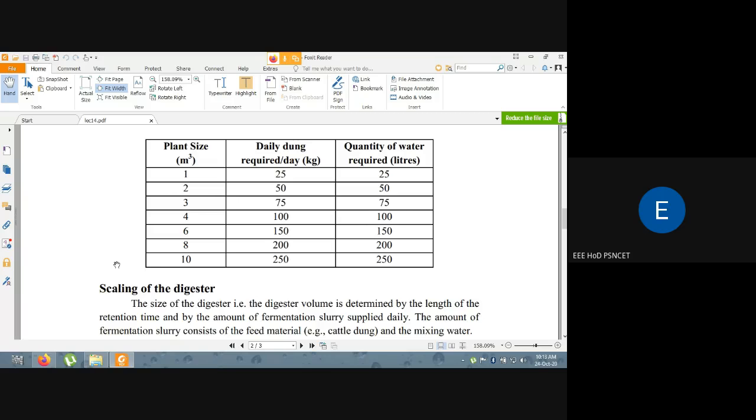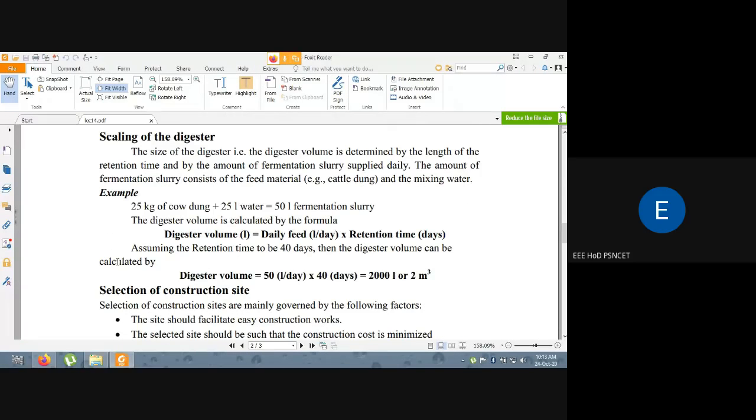Then scaling of the digester. The size of the digester, that means the volume, is defined by the length of the retention time and the amount of fermentation slurry applied daily. It has been found from this example, 25 kilograms of cow dung along with 25 liters of water, so totally we can get 50 liters of slurry. 25 plus 25 gives 50 liters of fermentation slurry. This slurry is applied into the digester. So we need to find out the volume of the digester.